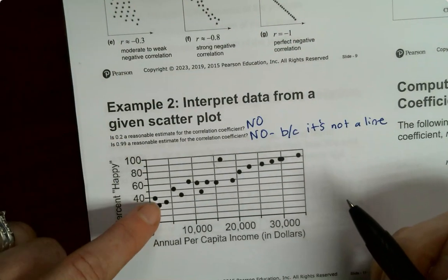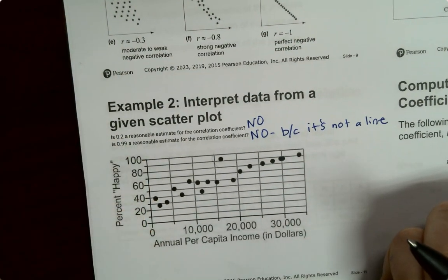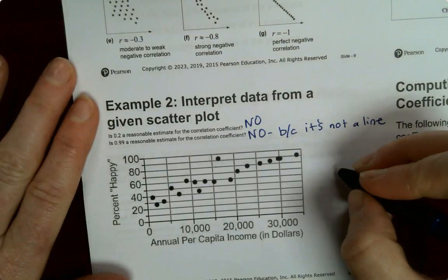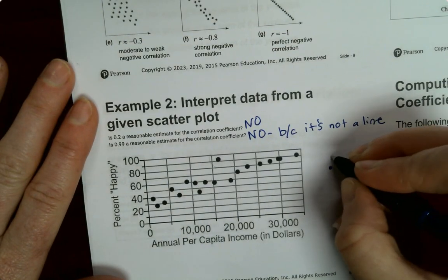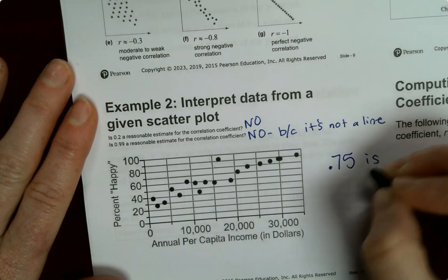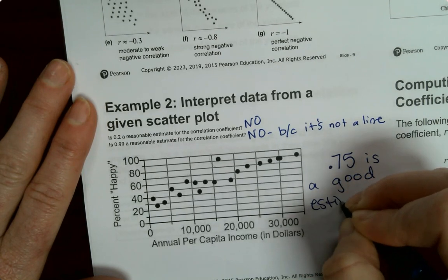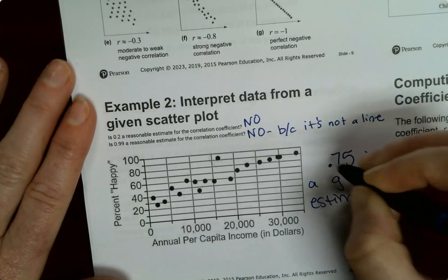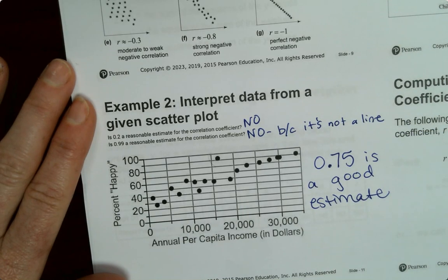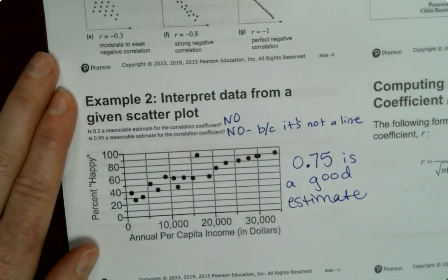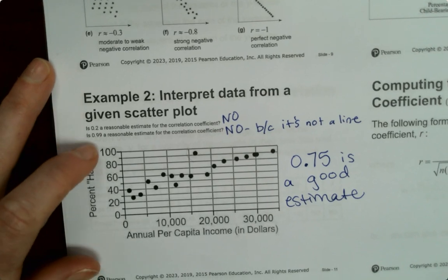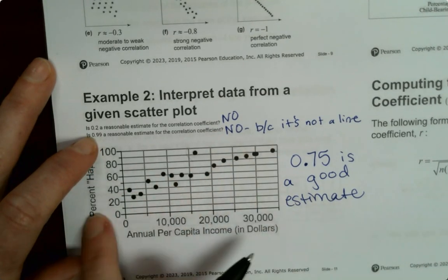But you know what I would say is a pretty good estimate? I would say like 0.8, 0.75. I put 0.75. We know it's not 0.99 because that's too much in a line, and this is not in a line. It's more spread out.